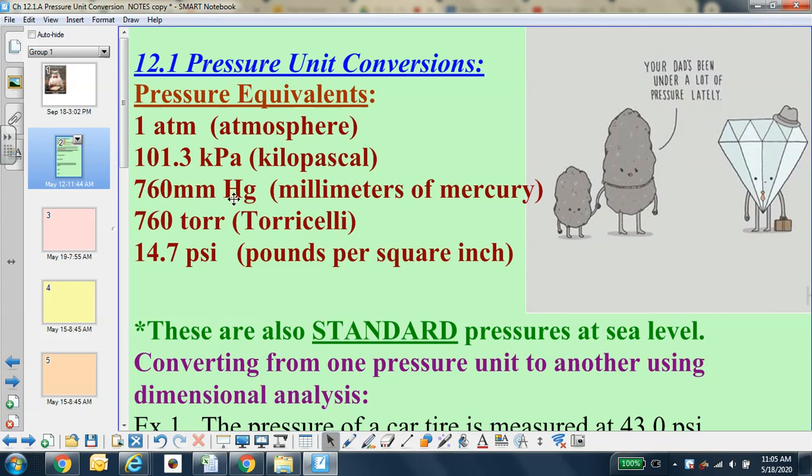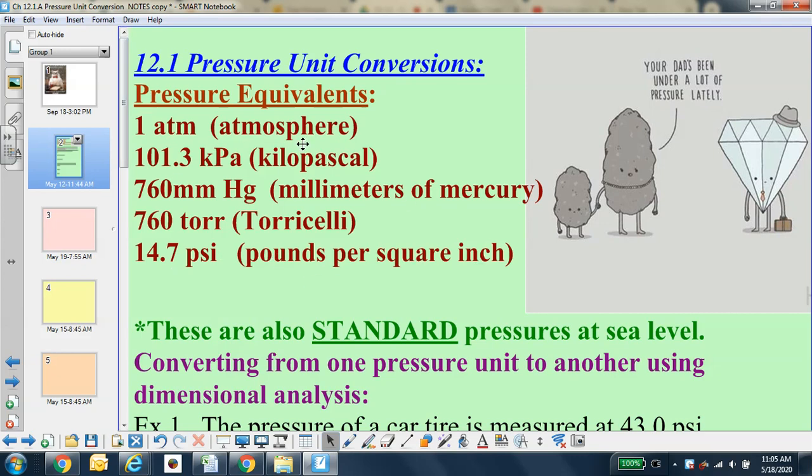760 mmHg is millimeters of mercury, which has to do with how high a column of mercury can go up a glass tube with little millimeter graduations on it at sea level with the air pressure pushing down on it. 760 torr, which stands for torricellis, which is equivalent to 14.7 psi, which stands for pounds per square inch.